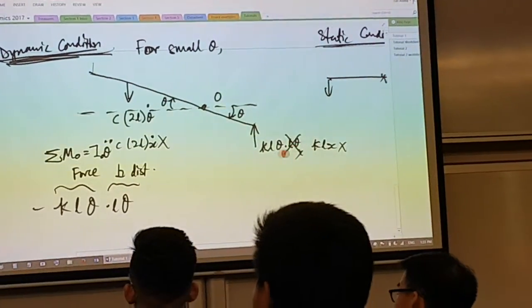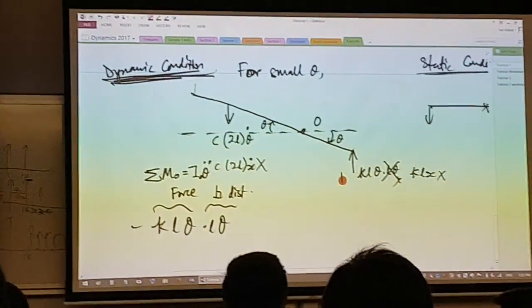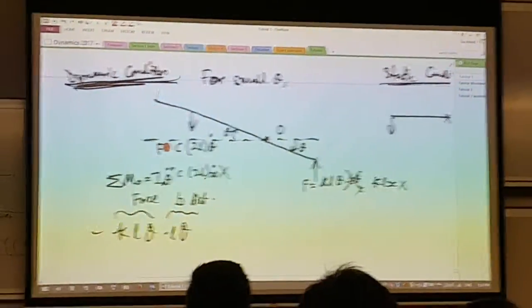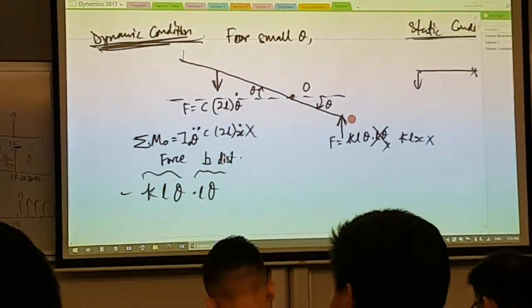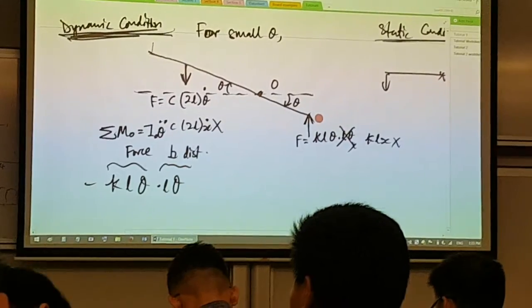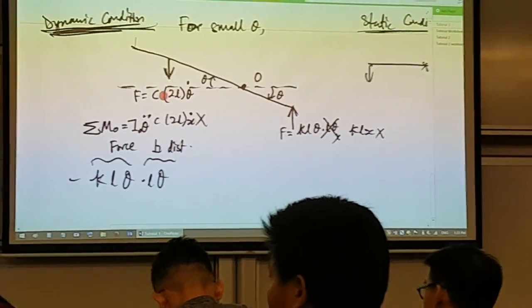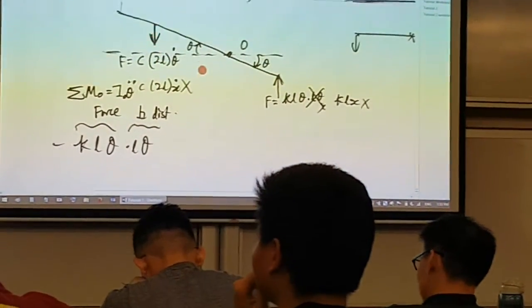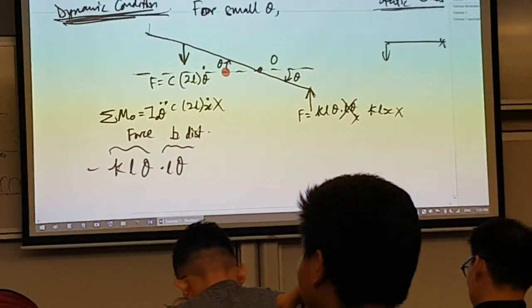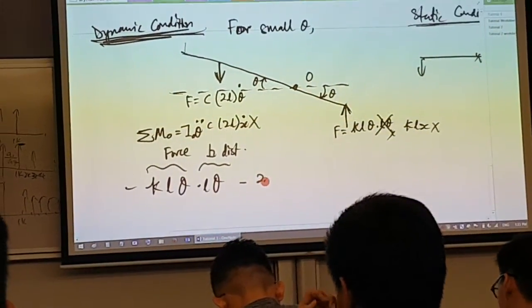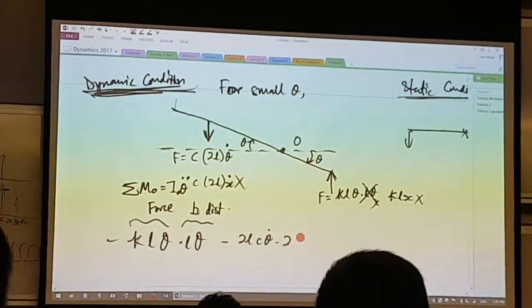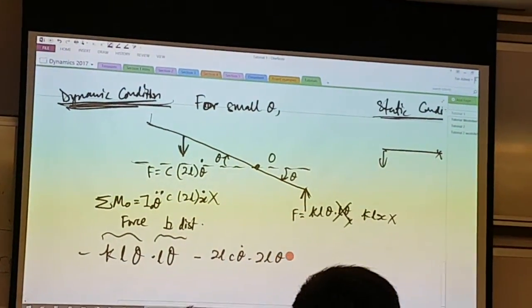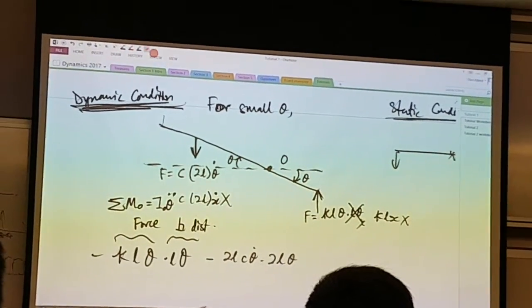So this is not moment, but this is force. So all these, they are forces. These arrows here, they are forces. Okay. So the other force is also in the opposite direction of our convention. So minus 2L C here dot and multiplied by 2L.